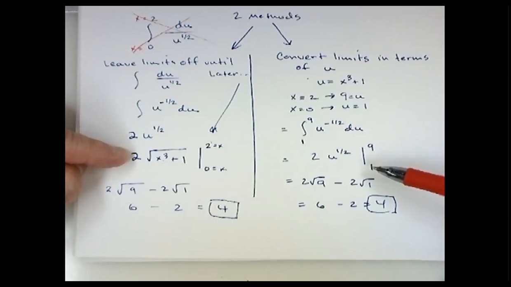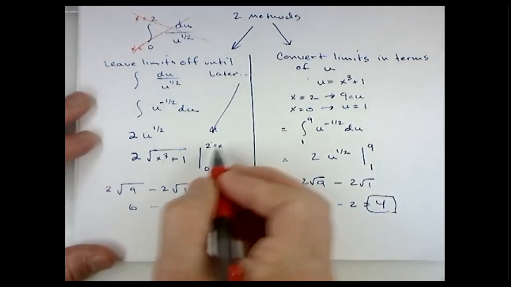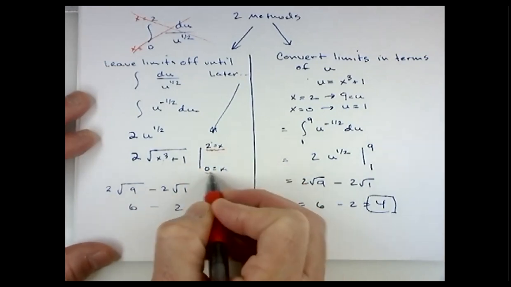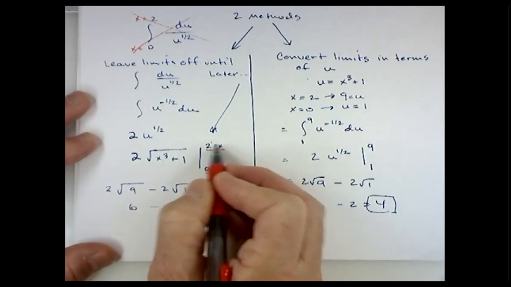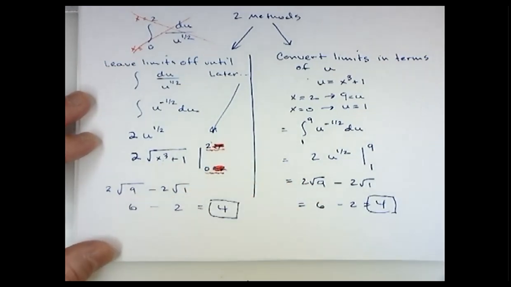Especially online now, especially if your lectures are pre-recorded, there's no chance to even ask a question. Sometimes in lecture, you can speak up, because here's what happens. I was very nice here. I was very specific. I wrote x equals 0, x equals 2. Oftentimes, we don't even do that. We just put the numbers there, and you're supposed to know what that is.